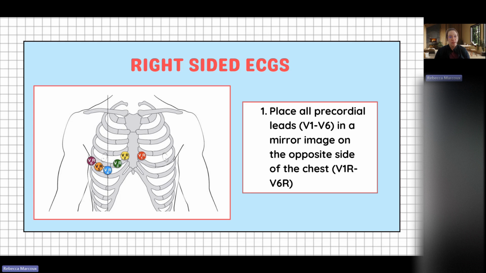So this is just what these look like. In this method, for example, we're absolutely flipping everything. This will give you 6 right-sided leads to look at. All of your precordial leads will be right-sided leads in this first approach, and you put them on exactly the same way, just on the other side of the chest.